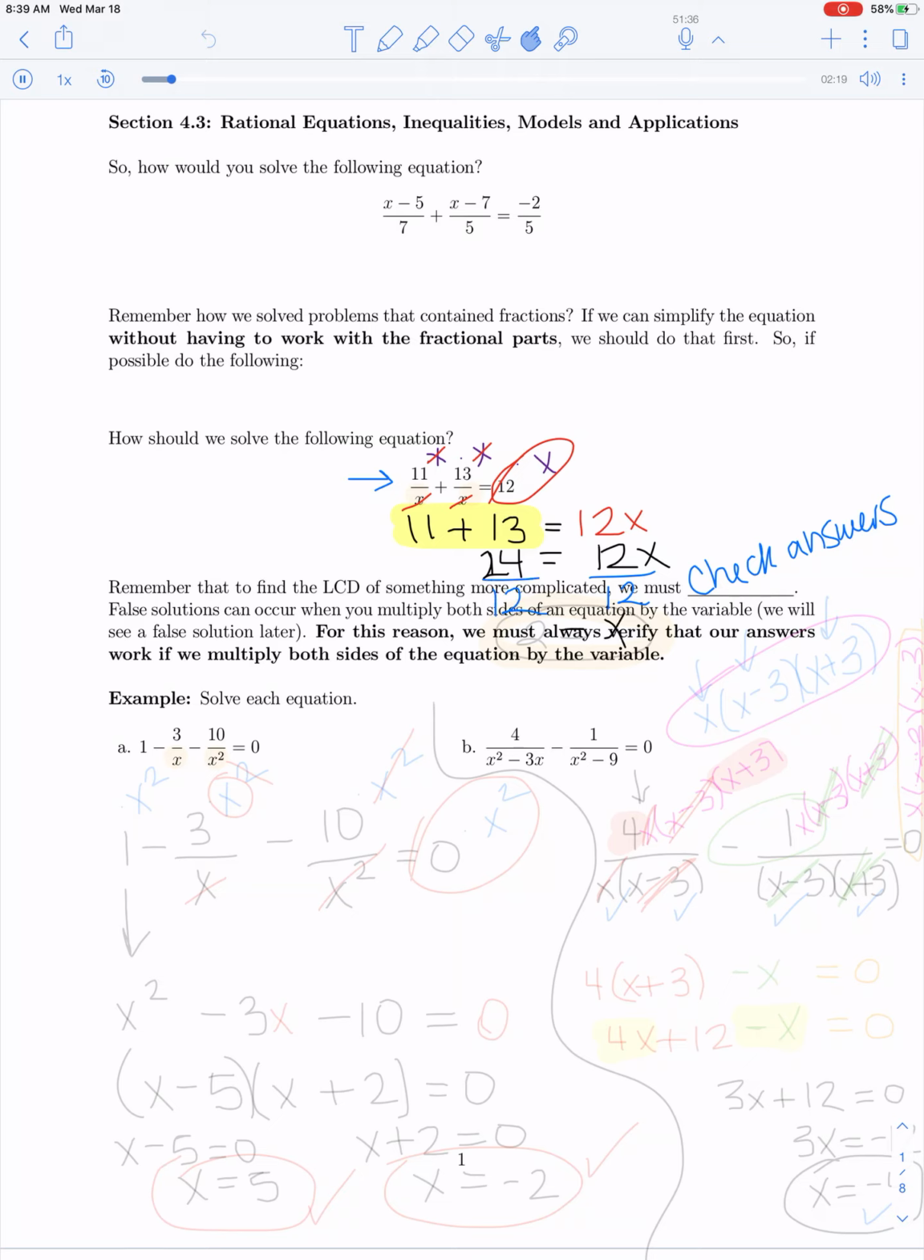Now, what do we mean by the fact that we need to check our answers? We just need to make sure that this x equals 2 doesn't make our denominators in the original problem 0. Well, our denominators were just an x. So if we plug in a 2, the denominators will just be a 2, not 0. So this answer is perfectly fine. So our final answer is x equals 2. Continuing on.